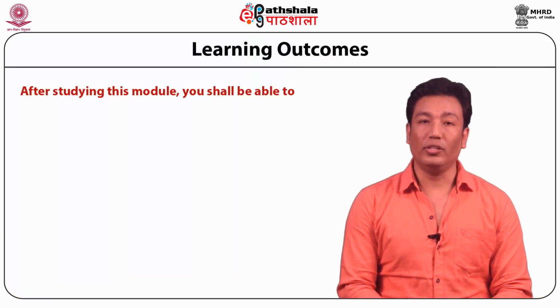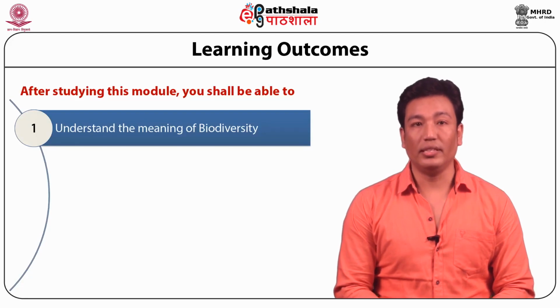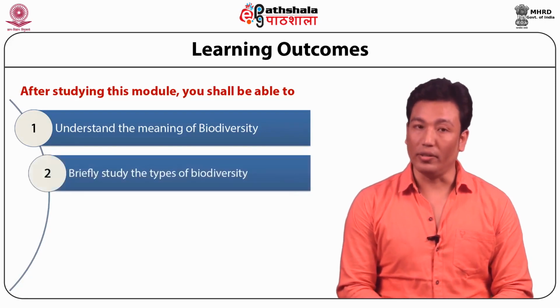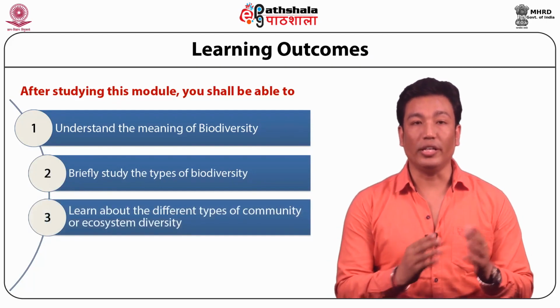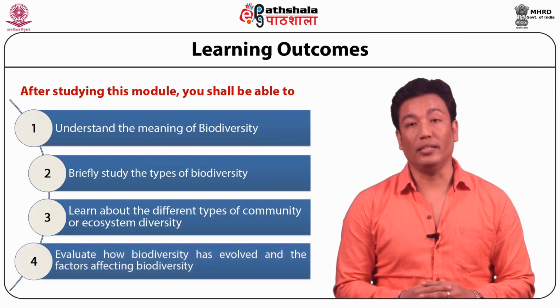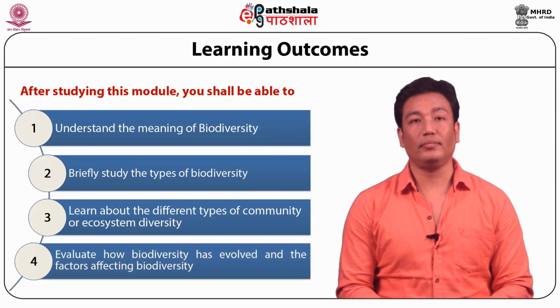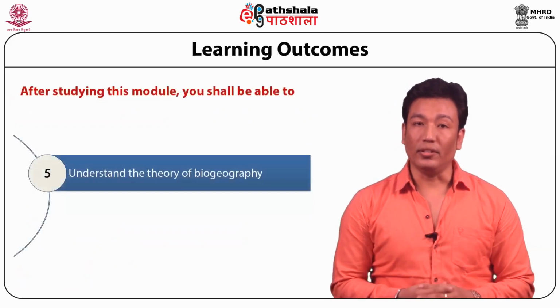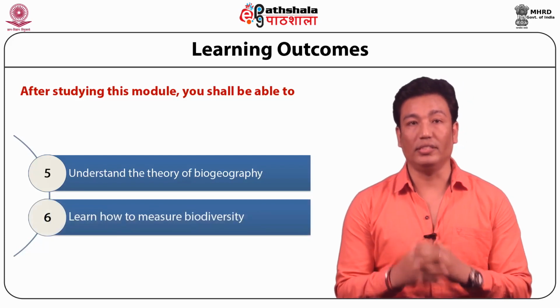After studying this module, you shall be able to understand the meaning of biodiversity, briefly study the types of biodiversity, learn about the different types of community or ecosystem diversity, evaluate how biodiversity has evolved and the factors affecting biodiversity, understand the theory of biogeography, and learn how to measure biodiversity.